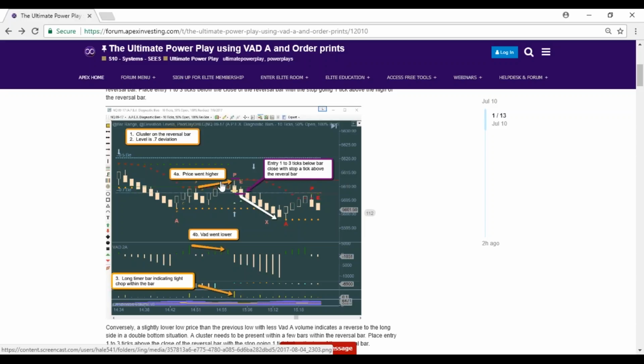Lindsay says, double top, a cluster, an apex E, a major level, good setup. Absolutely, looking to combine all those things. So we see how those double tops and double bottom alerts really help you to look for ones and twos.